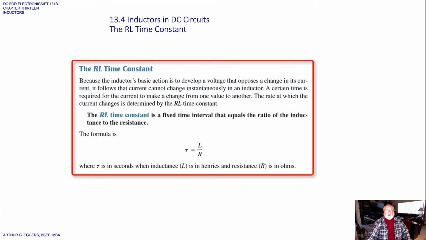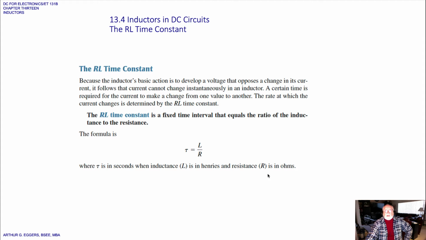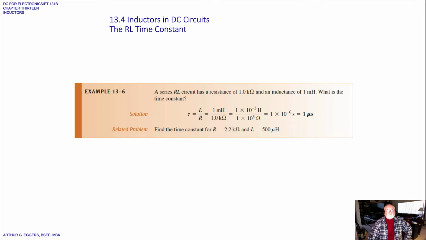A certain time is required for the current to change from one value to another. The rate at which the current changes is determined by the RL time constant. So we can define that time constant as a fixed time interval that equals the ratio of the inductance to the resistance. We can see that in the mathematical relationship: tau, the time constant, is the inductance divided by the resistance, the inductance in henrys, the resistance in ohms.